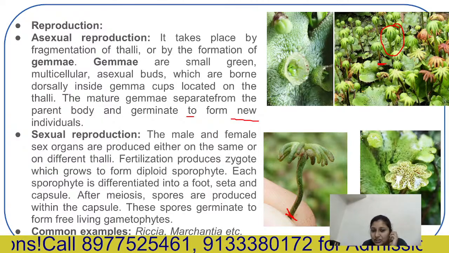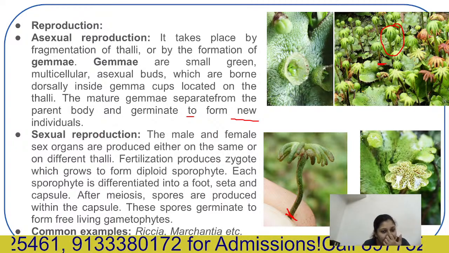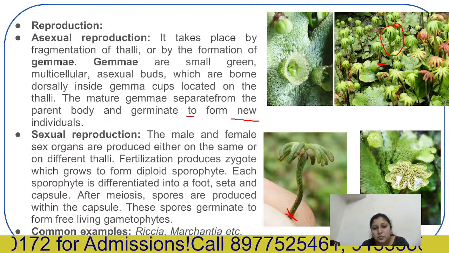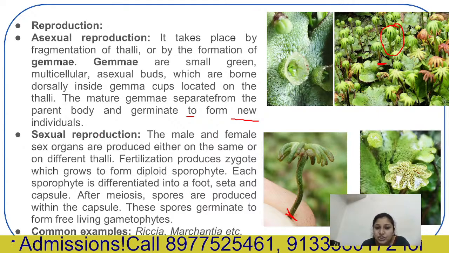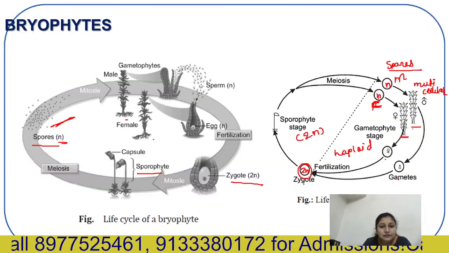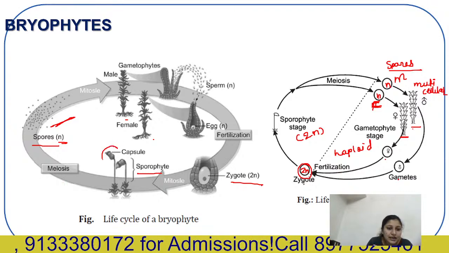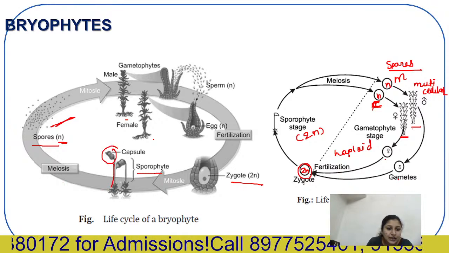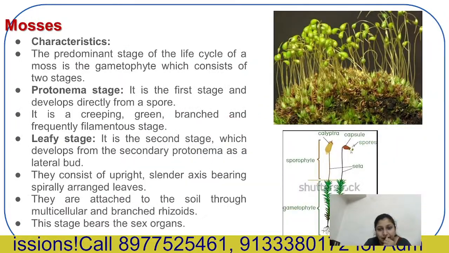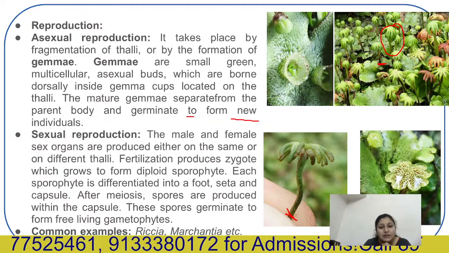Then sexual reproduction: male and female sex organs are produced on either the same or different thalli. Fertilization produces a zygote, which grows to form a diploid sporophyte. Each sporophyte is differentiated into foot, seta and capsule. Like here, this is the capsule, this is the seta and this is the foot. Common examples are Riccia and Marchantia.